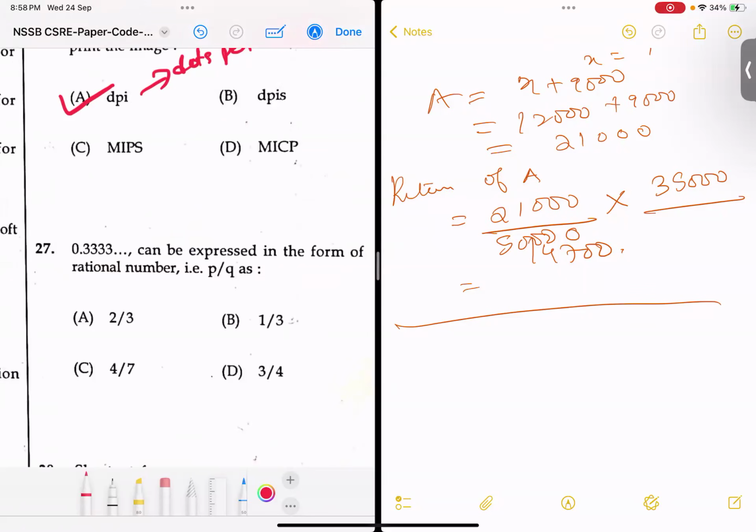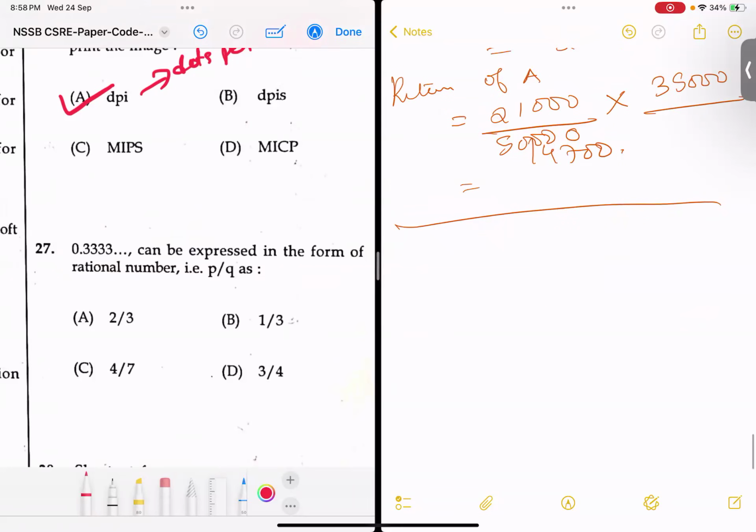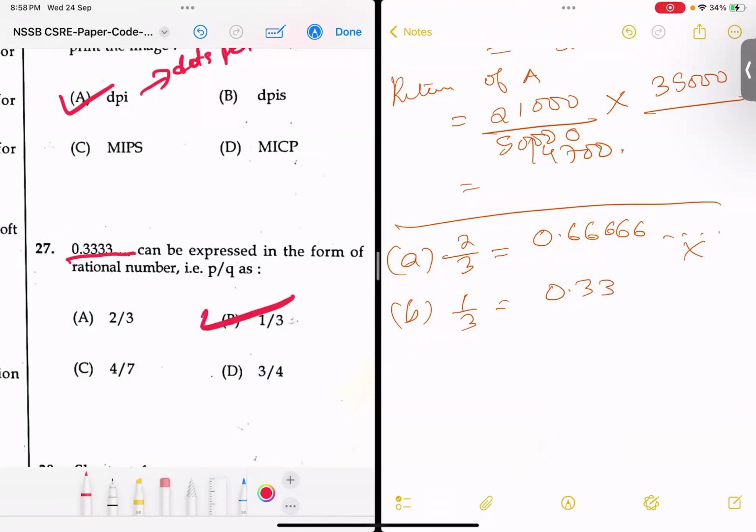0.333 can be expressed in the form of rational number p by q. Looking at the options, the first one is 2 by 3. If you divide 2 by 3, you will get something like 0.66666, so this is not the correct answer. B is 1 by 3. If you divide 1 by 3, it will be 0.3333 and keep on going indefinitely. So the correct option is 1 by 3.